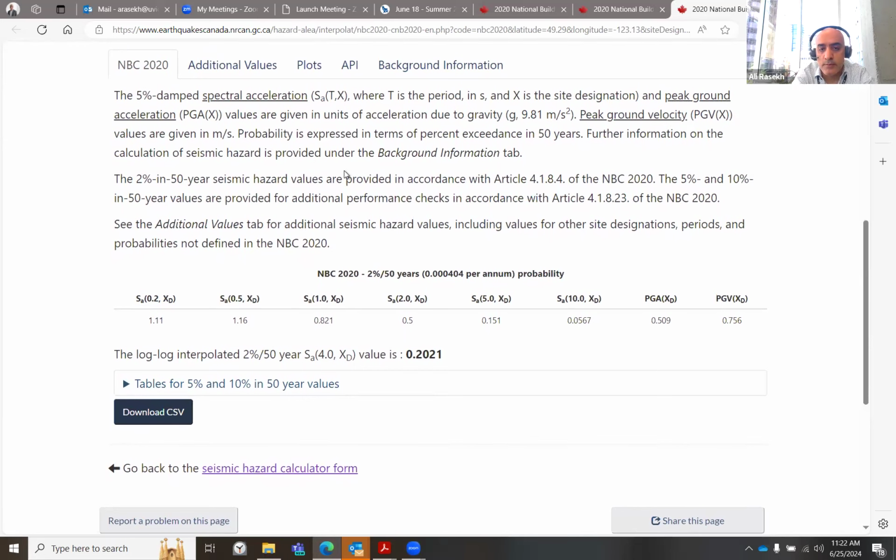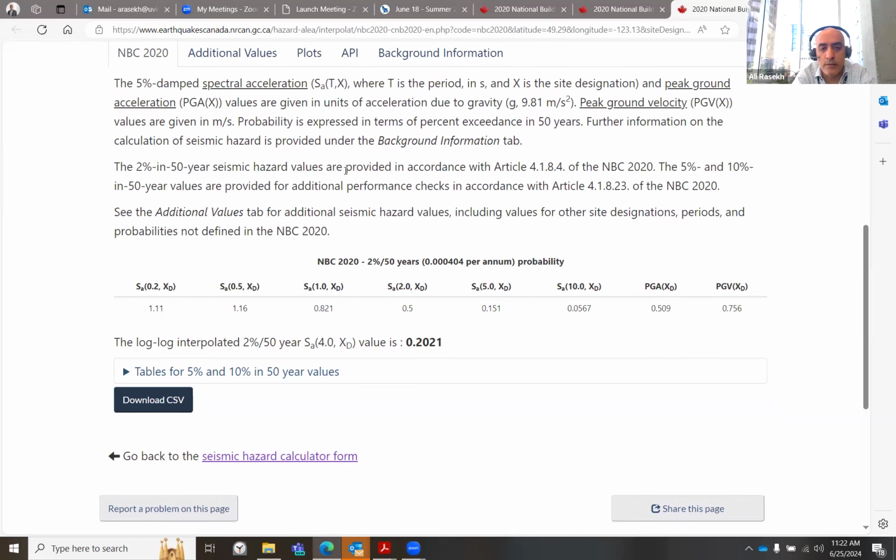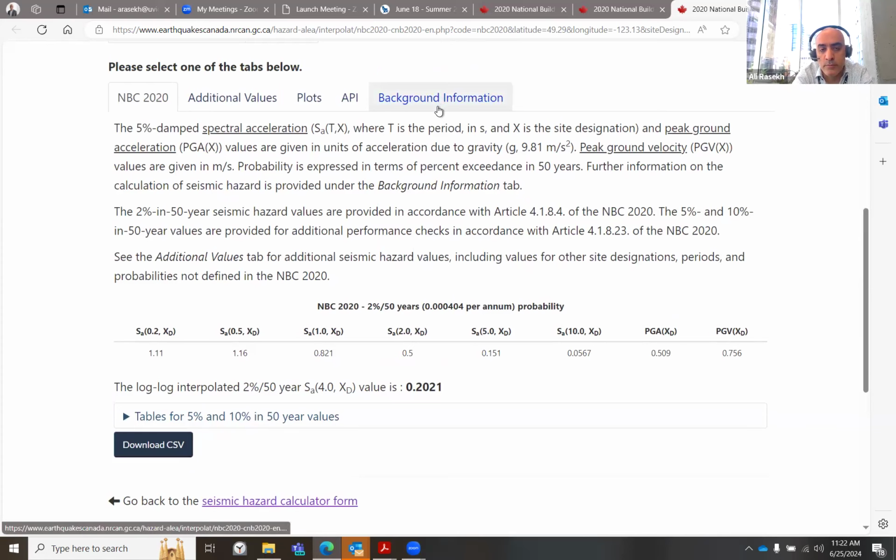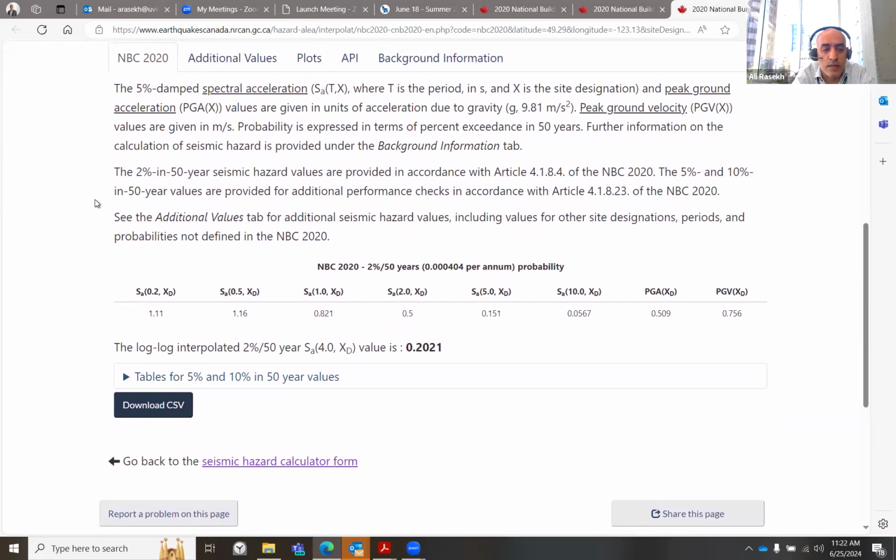Probability is expressed in terms of percent exceedance in 50 years. Further information on the calculation of seismic hazard is in the background information. That could have been a good research project for you, to look at that background information and learn from it. 2% in 50 years, sometimes we somehow naively call it 2,500, or people who do a better calculation call it 2475 year. That's what is important in the National Building Code of Canada, and most codes around the world for everyday building design.